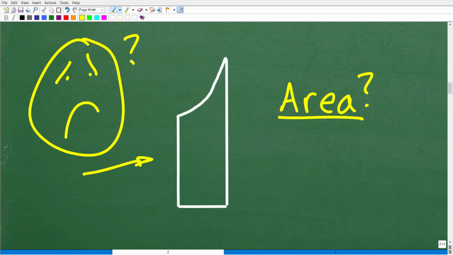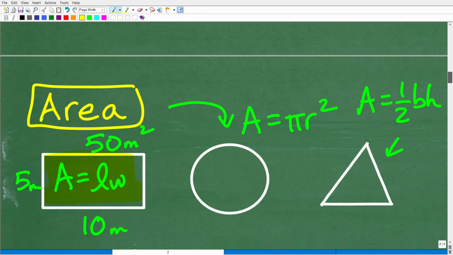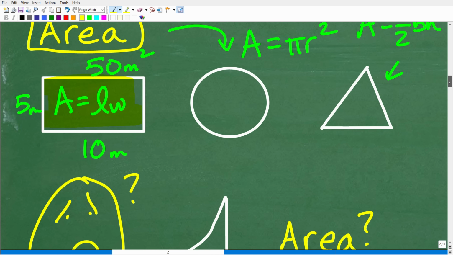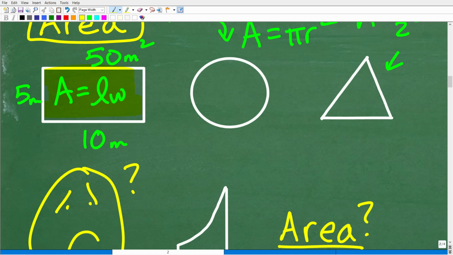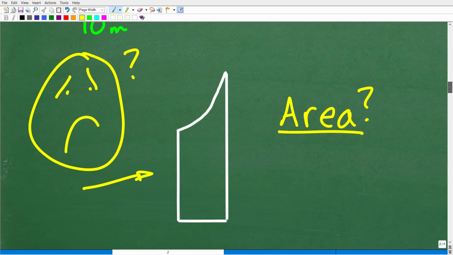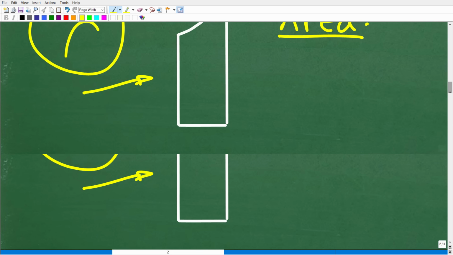So again, one of the main types of problems that calculus solves for us is to be able to find the area and volume of shapes and figures that we don't have a formula for. So, non-standard, non-basic shapes, something like this. How can we find the area of this thing? Well, let's talk about this right now.